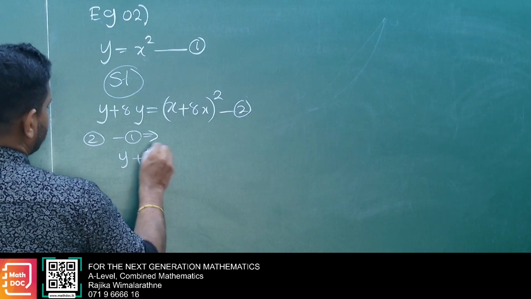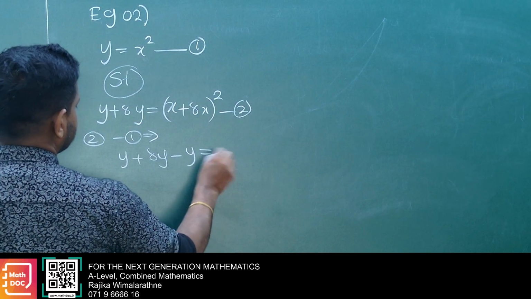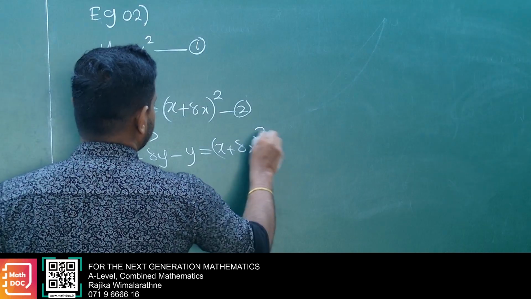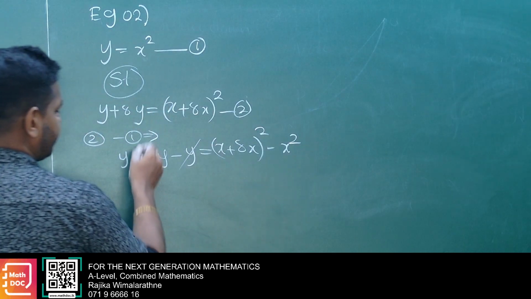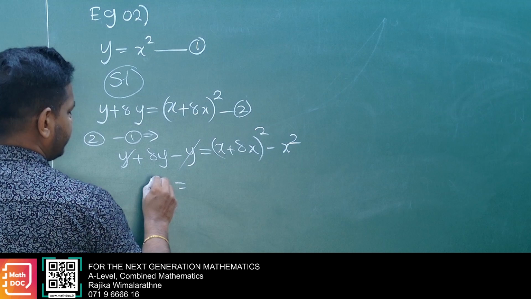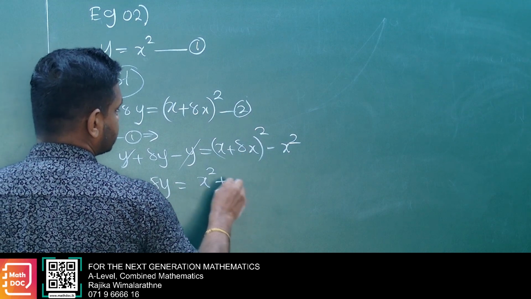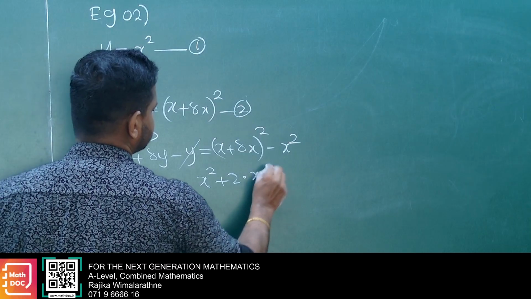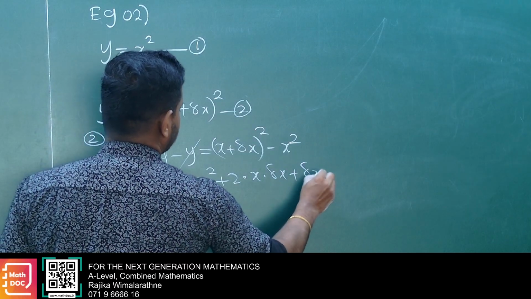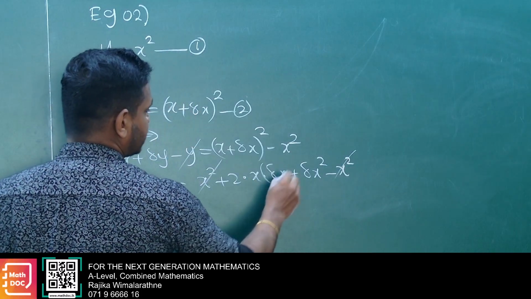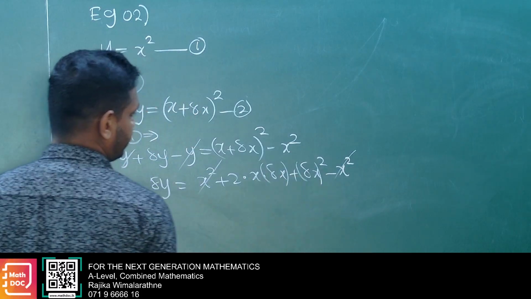Y plus delta y minus y. Right side, x plus delta x squared minus x squared. Simplify. Delta y, a binomial: x squared plus 2 times x times delta x plus delta x squared minus x squared. Here delta x means a single term.